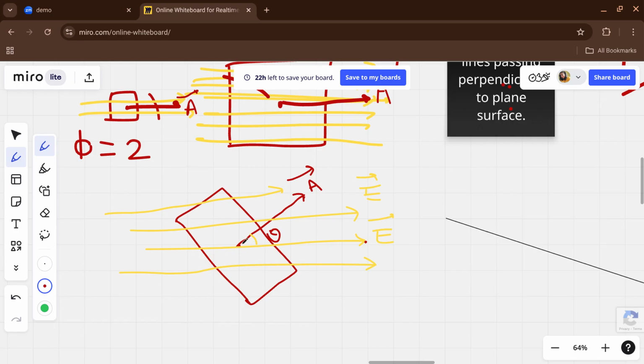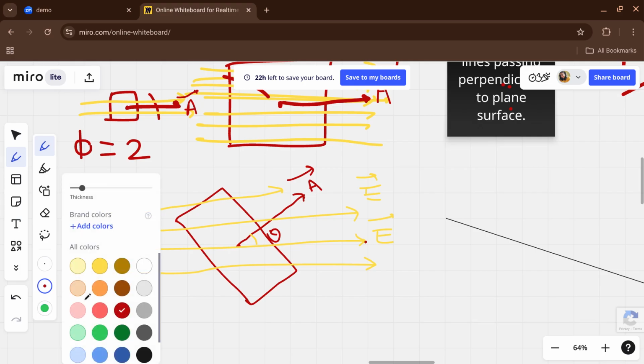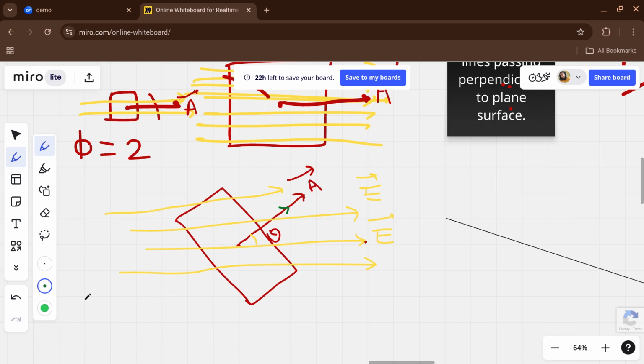So if I want to find out the component of electric field intensity, or the perpendicular component of electric field intensity, in the direction of the area vector, we have to resolve this vector into two components. And if theta is the inclination between the two vectors, this must be the direction of the horizontal component, which can be counted as E cos theta, and this must be the vertical component, which can be counted as E sin theta.